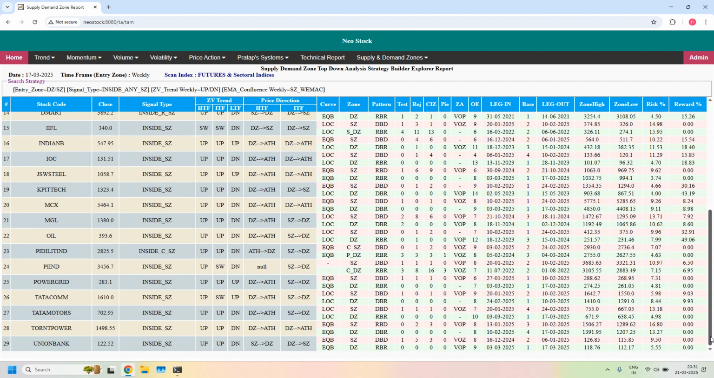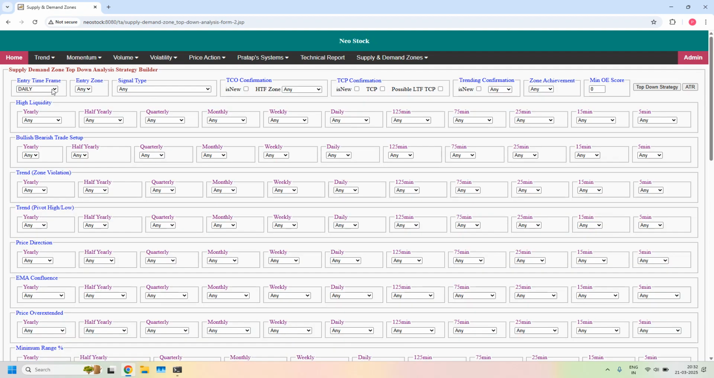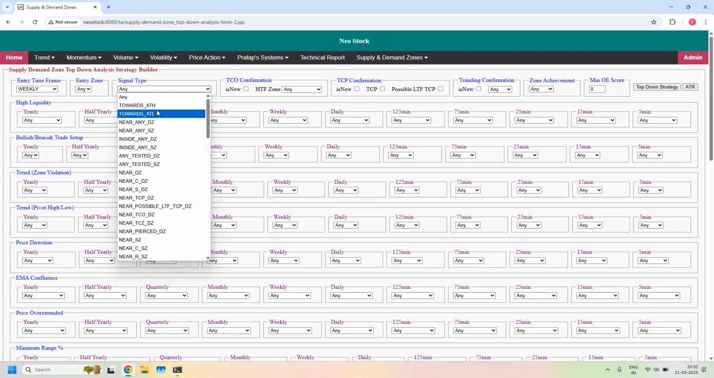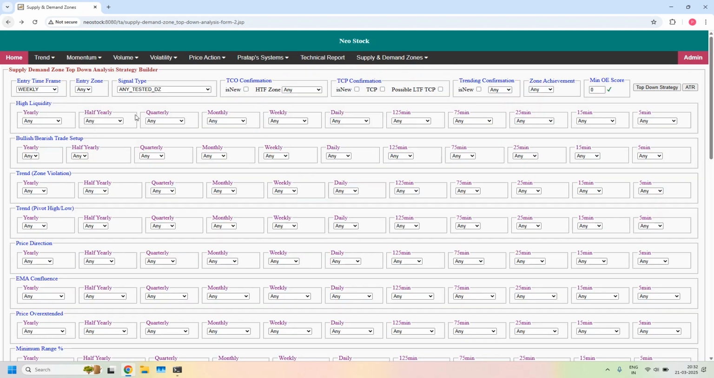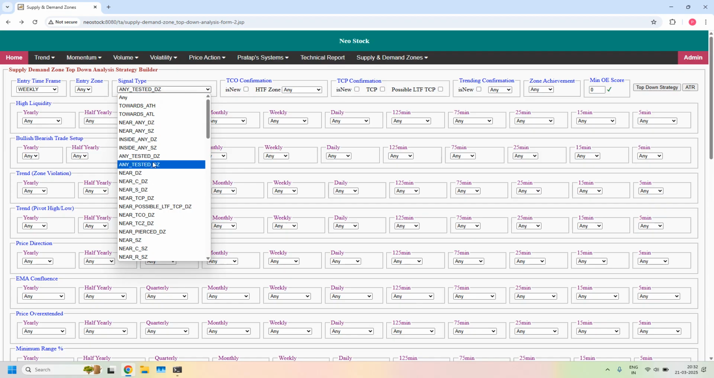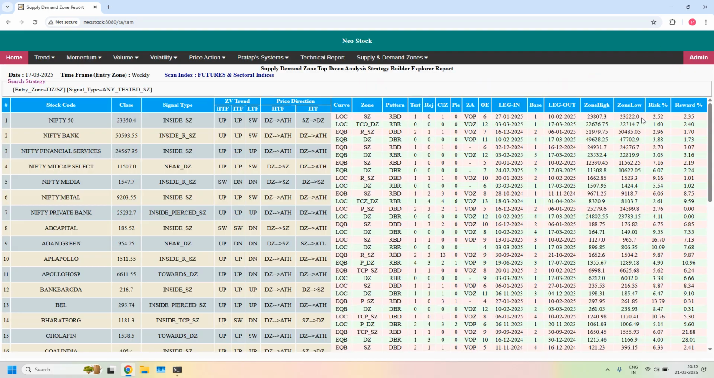Okay, we will generate a few additional reports on weekly time frame because it is end of the week. So for weekly time frame, let us find the stocks having tested weekly demand zones during this week. So these 6 stocks having weekly demand zones are tested during this week. Okay, next, let us filter the stocks having the tested weekly supply zones.